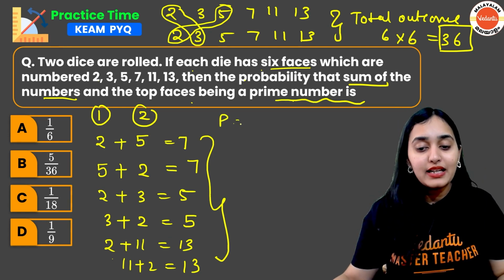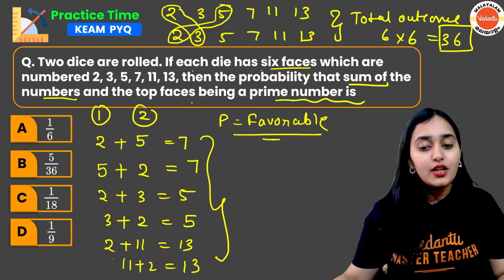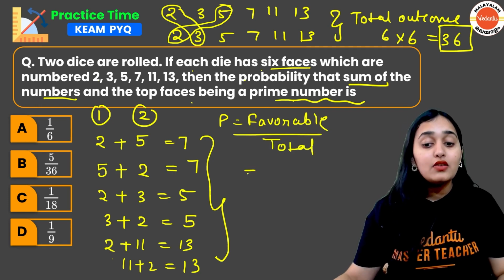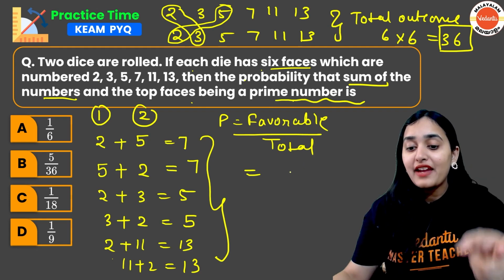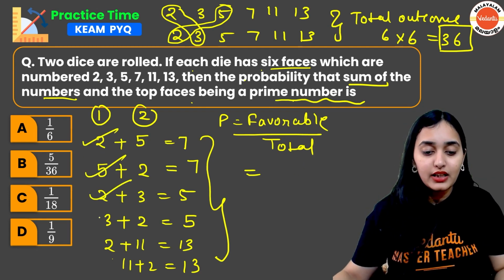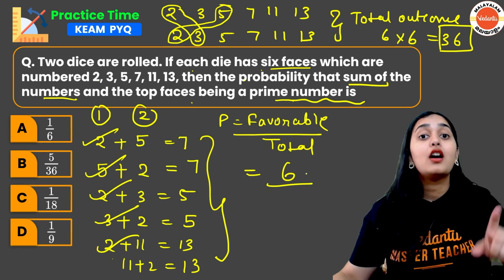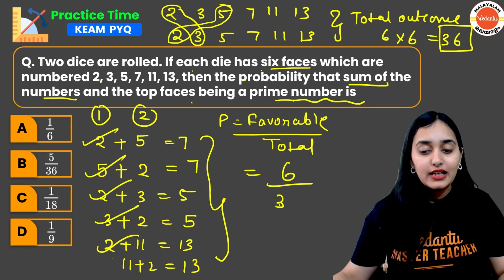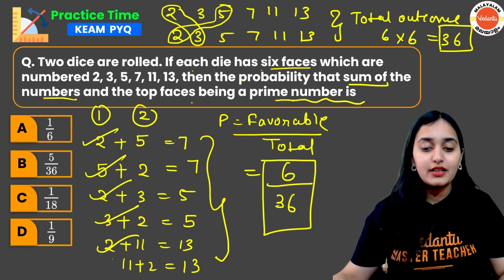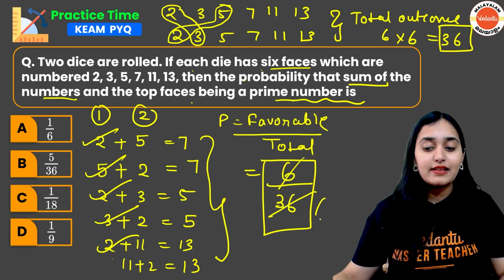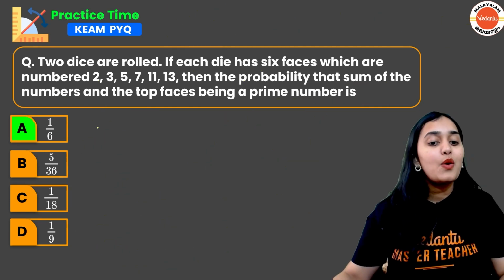So probability is favorable outcomes upon total outcomes. So how many outcomes in your favor? 1, 2, 3, 4, 5, 6. 6 outcomes out of total. How many total? 36. So 6 out of 36. 6 1s are 6, 6 6s are 36. Answer is 1 by 6.